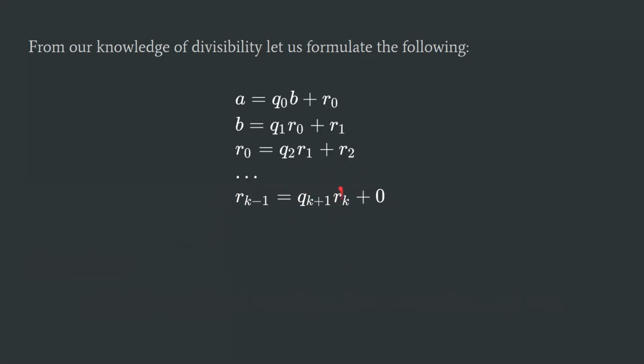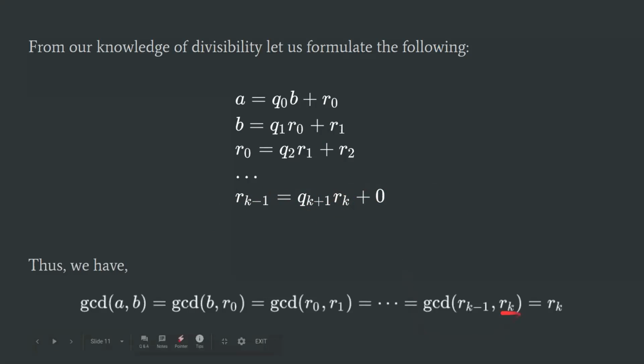It will be rk, right? Similarly, rk minus 1 and rk themselves will have the GCD rk, because rk divides both of them. So as I said, the GCD of rk minus 1 and rk will be rk. Similarly, we can take this back again. So rk minus 2 and rk minus 1 will again be rk. And like that, we can go back directly to GCD of a comma b. So it will still be rk.